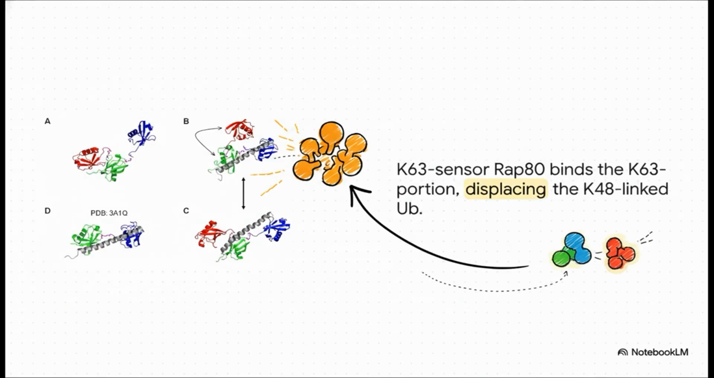Now, here's the flip side. You take that exact same branch trimer, but this time you introduce it to RAP80, which is a K63 specific receptor. The complete opposite happens. RAP80 grabs onto the proximal and K63 linked units, and now the K48 linked unit is pushed aside, basically invisible to this receptor. This proves that two totally different signals encoded in one molecule can be read independently.